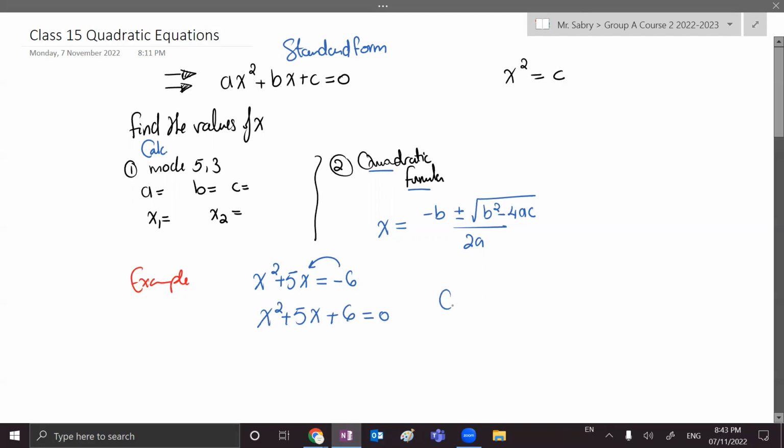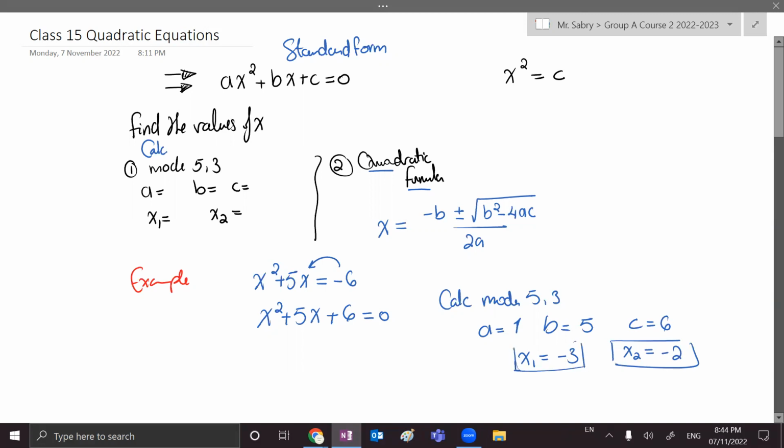Now I'll go to the calculator and just go for mode 5 and 3 and put the values of a, which is 1, b, which is 5, and c, which is 6, and click on equal. This would give me x1. Click on equal again. That would give me x2, and then they would be negative 3 and negative 2. So here you go right away, the values of x are given.